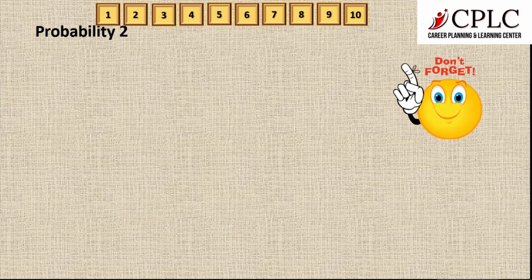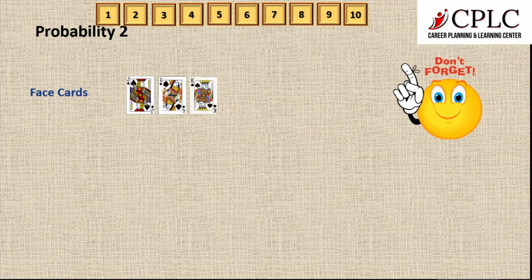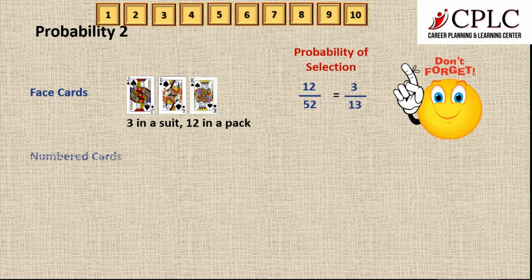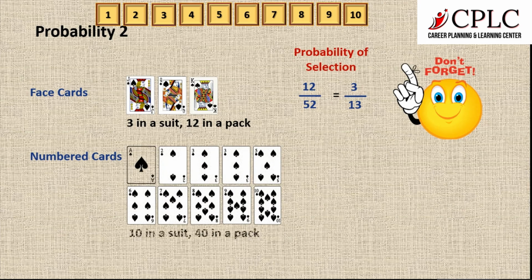Similarly, there are face cards. Face cards and honor cards, the only difference is that ace is not part of the face cards. So face cards are jack, king, and queen, so 3 by 13 is the probability of a face card. Similarly, there are numbered cards. Numbered cards are from 1 to 10, so the probability of numbered cards will be 10 by 13. So these are the things you have to remember.